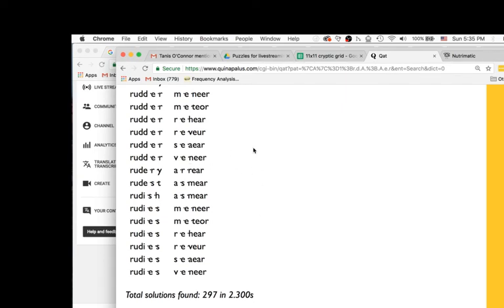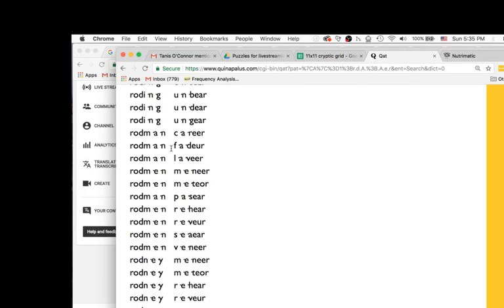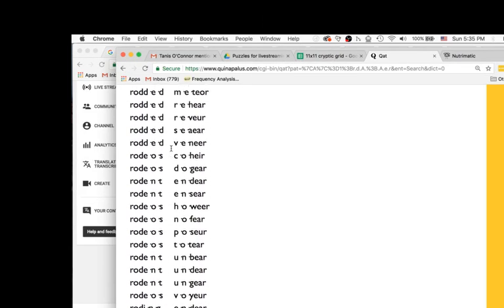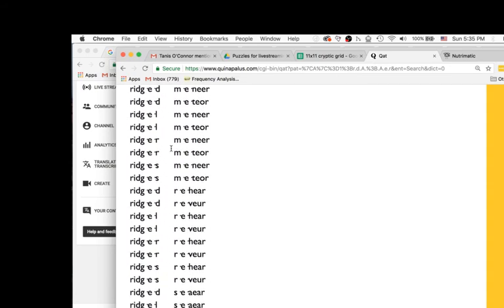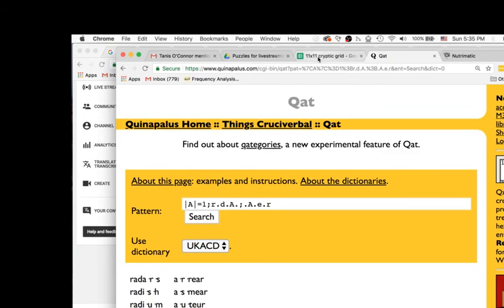Let me make sure that the words are okay. Rudy's is not something I want. Rudist, rudder, rodeos, rodent, Ridley, ridges. Okay, so there are some possibilities there.